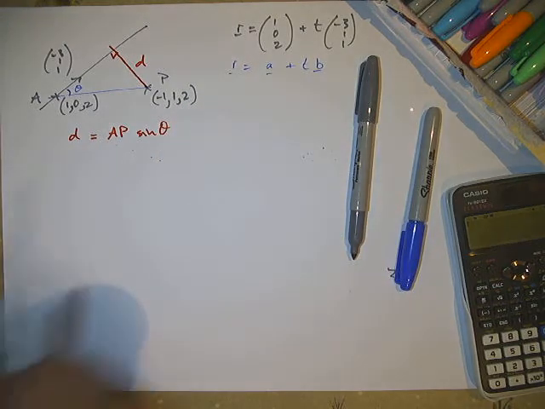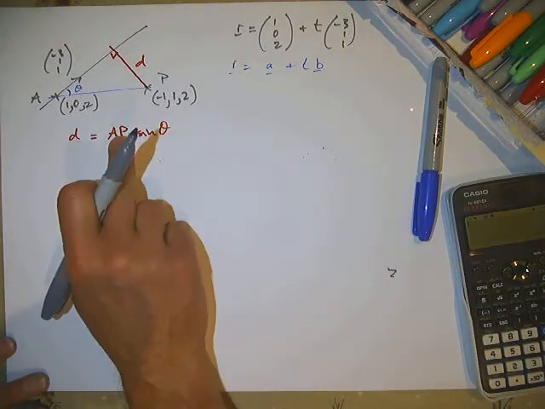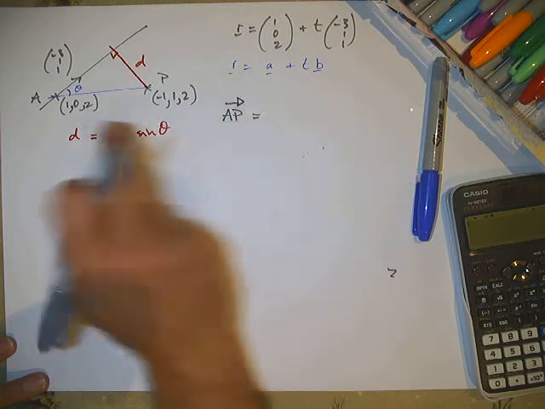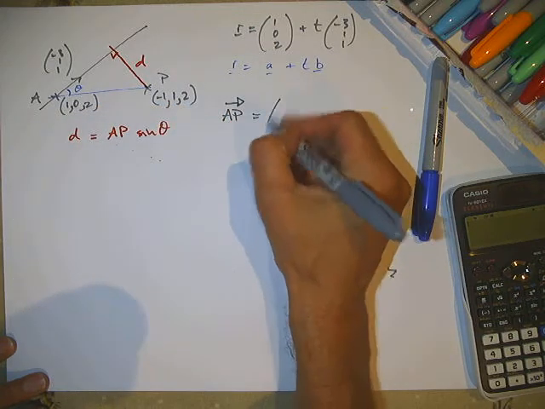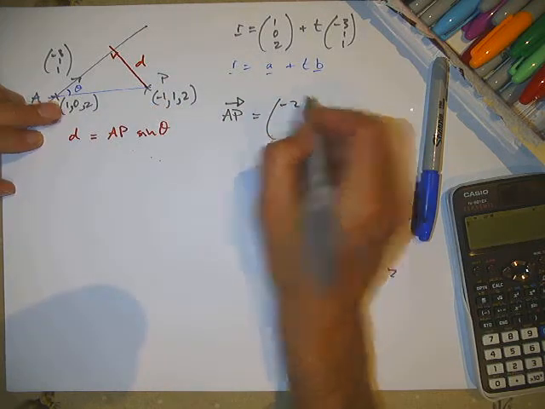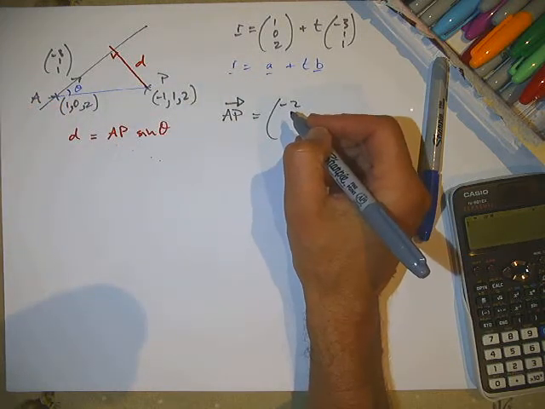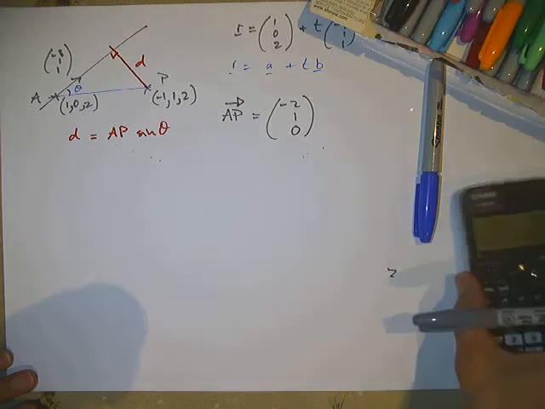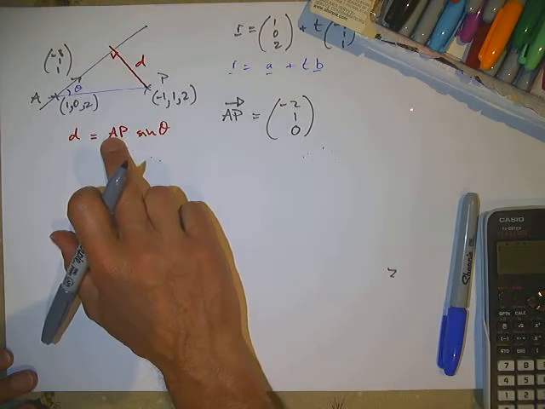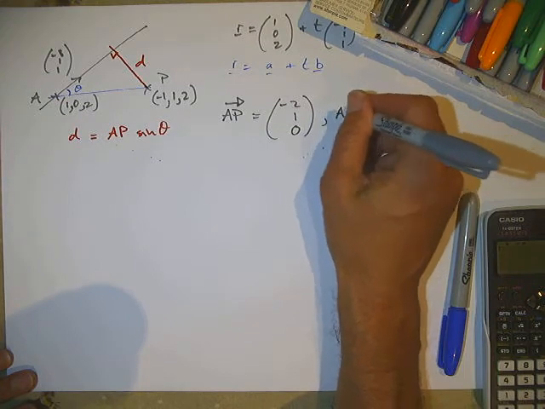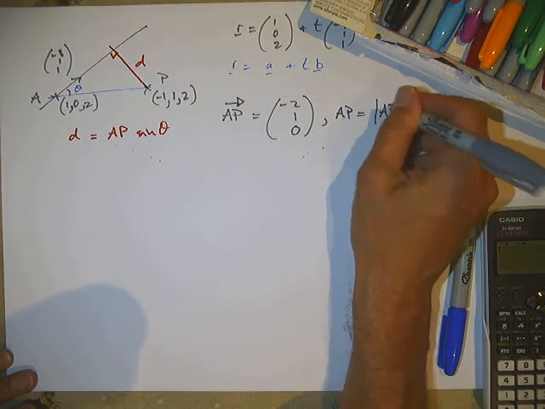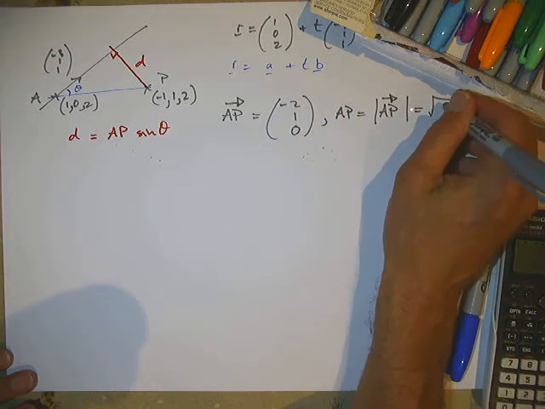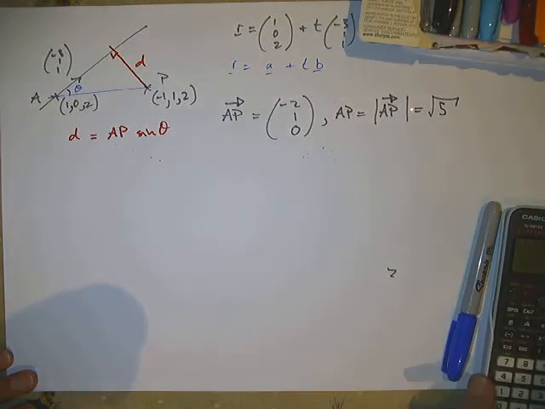So what do I need to work out? Let's think. To work out the length of AP, I need the vector AP. Vector AP to go from (1, 0, 2) to (-1, 1, 2): 1 to -1 is -2, 0 to 1 is 1, 2 to 2 is 0. I know that I want the length of that, so at the same time I'm writing that mod AP is √5.